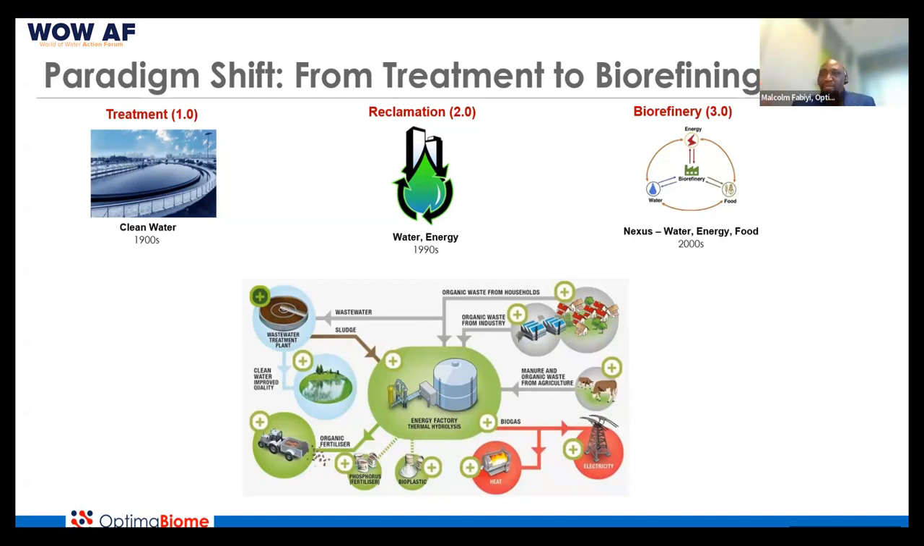You pump the water to a wastewater treatment plant. You pump the water from the drinking water treatment plant. We're just pumping all this stuff, and it's almost 4% of all the energy we utilize. Do we need to do that? Can we rethink the way that we do it?